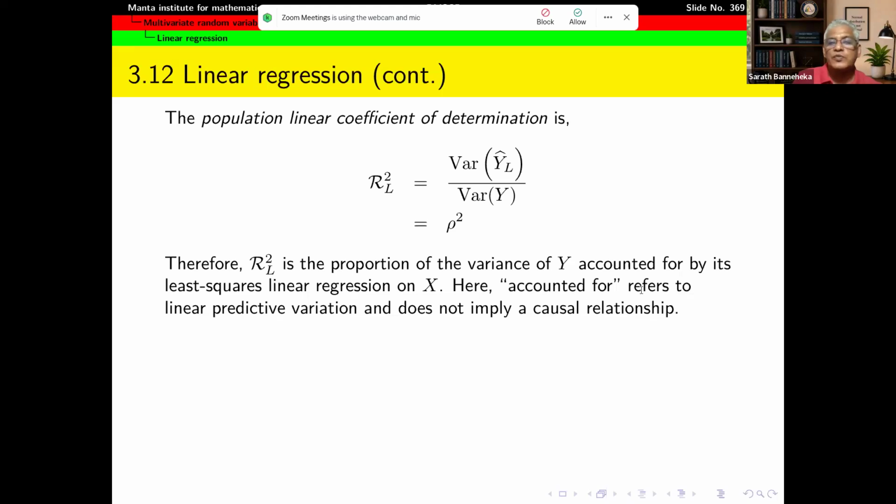Here the word accounted for refers to linear predictive variation and does not imply a causal relationship. Right? Accounted for doesn't mean that it is causing the reduction of this variable necessarily. It is not a causal relationship.